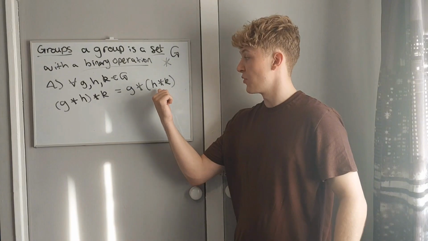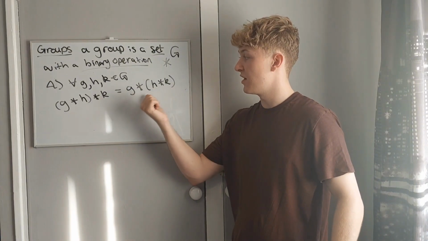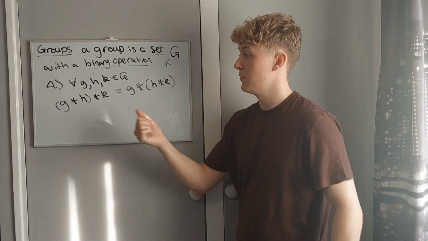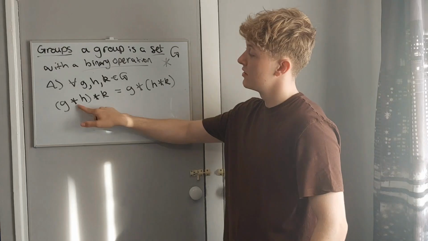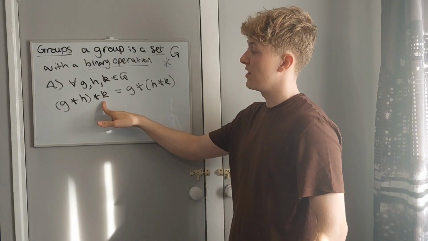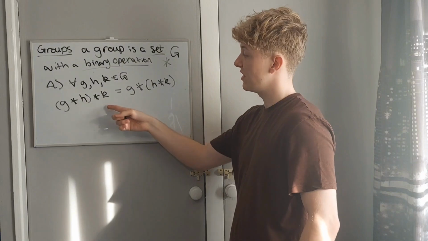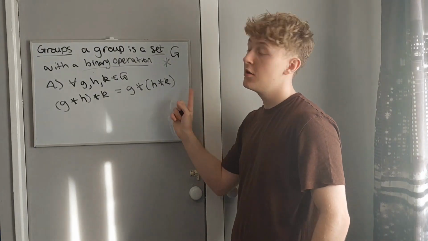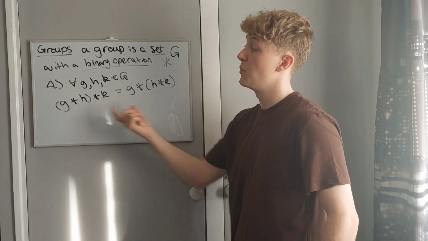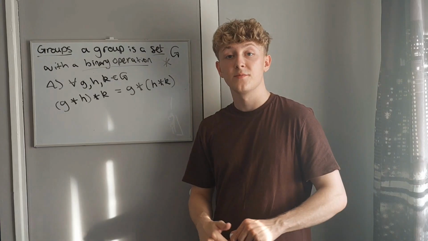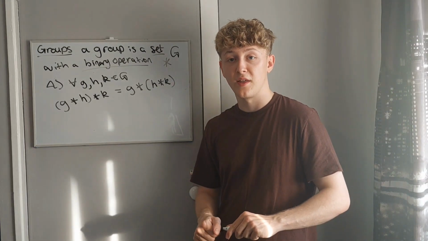So these brackets tell you apply h to k first and then combine with g. This says combine g with h but then apply k. Notice the order has to be the same. It has to go g then h then k, g then h then k, but the brackets can move. Right, so those 4 things are the definition of a group, and thank you for watching.